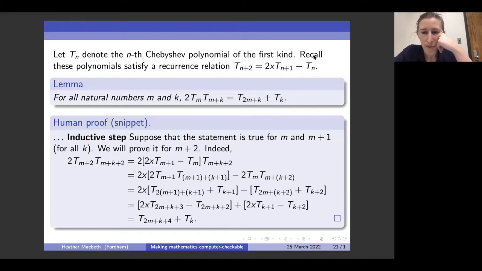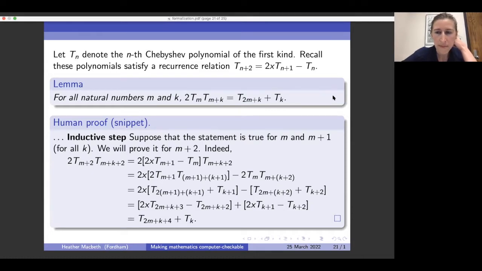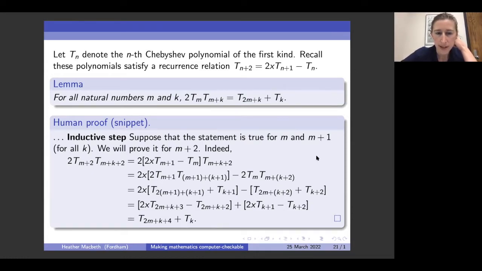So if you imagine proving this as a human, you'd prove it by induction. The induction is actually a little bit interesting in that you prove it on m for all k at each stage. So you prove it for m equals 1 for all k, followed by proving it for m equals 2 for all k, and so on. I've skipped the base case because that's not relevant here. Suppose now we've got to the point where it's true for m and for m plus 1, we're going to prove it for m plus 2.